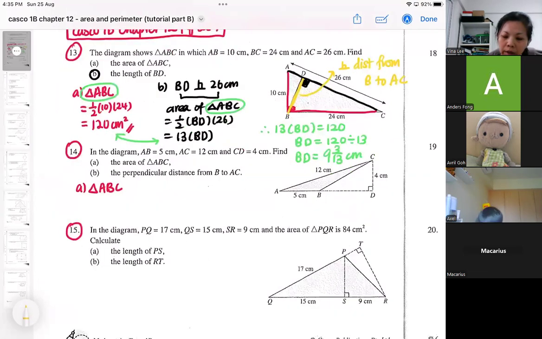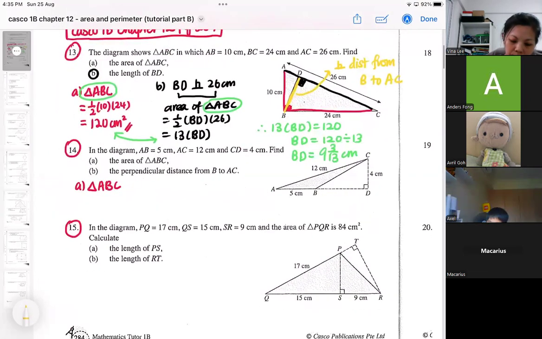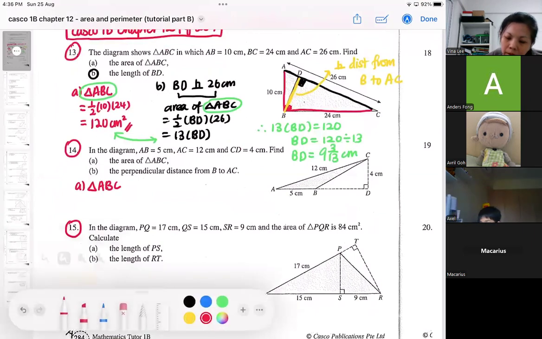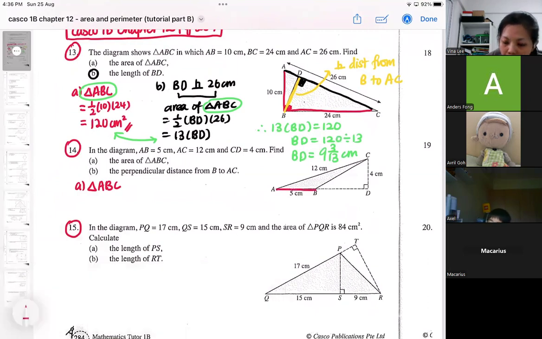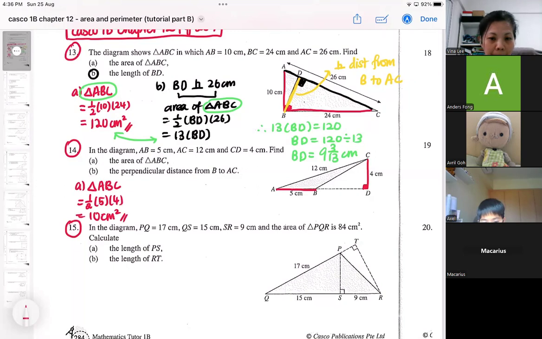Okay, the next question is the same thing. The first part is actually quite easy. You will realize 5 and 4 are perpendicular to each other, so you will be using the 5 and 4 to find the area because of the perpendicular part.